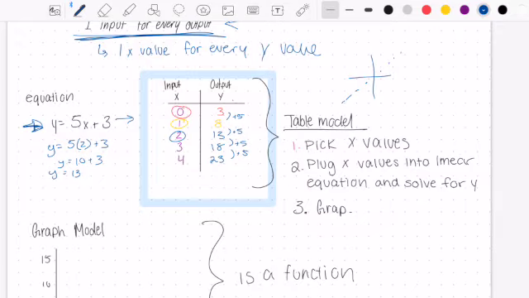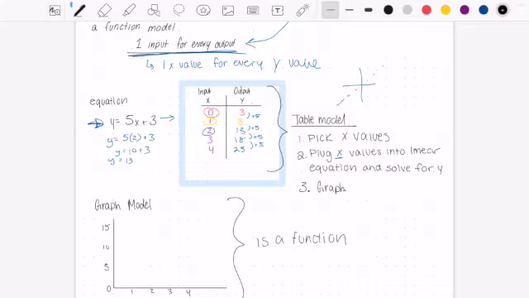Okay, so this equation has created a table of values, and I've used a table model here. And so just to review for our table model, one, you're going to pick x values when you're given an equation, then plug your x values into the linear equation and solve for y. Then we are going to spend some time graphing.